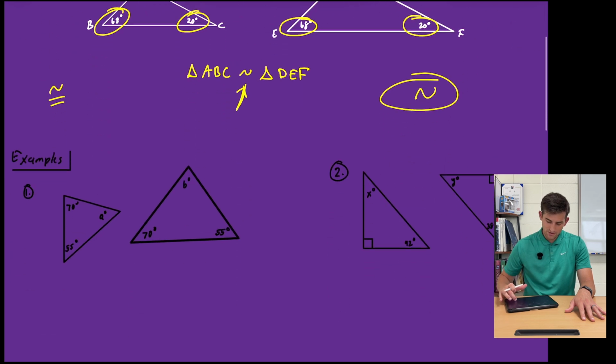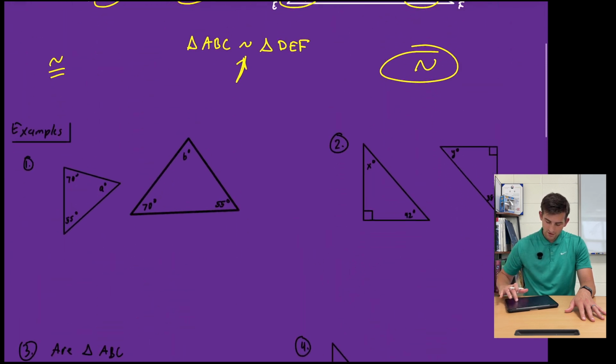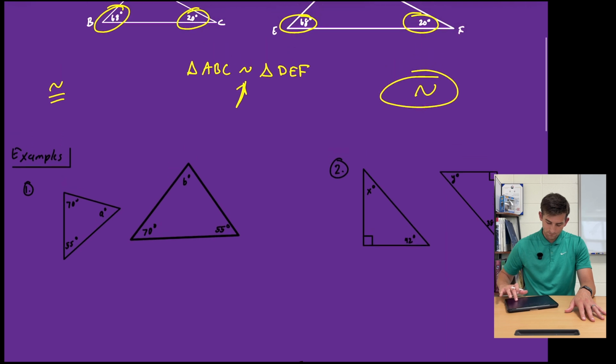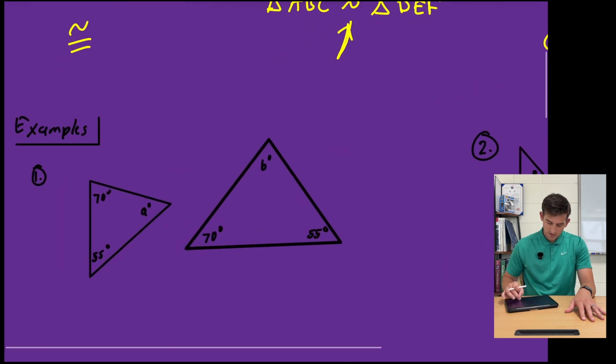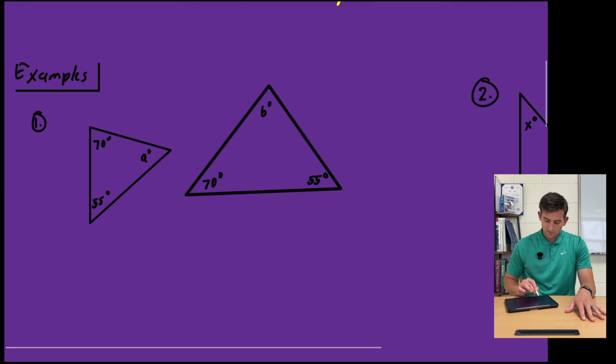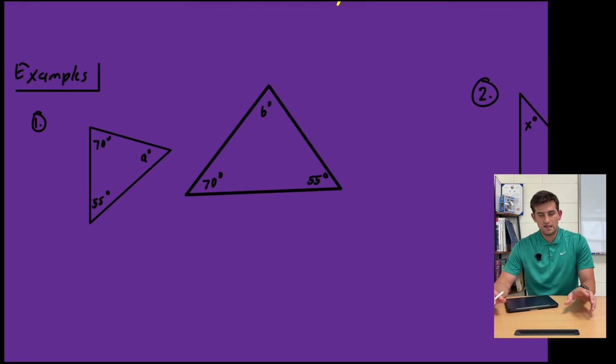Let's look at a couple examples here. We have four of them. We'll start up here with number one. So let me zoom in just a little bit so we can see those angle measures. So number one, we have two triangles. And what we're going to do on these two examples is just tell, are these triangles similar?